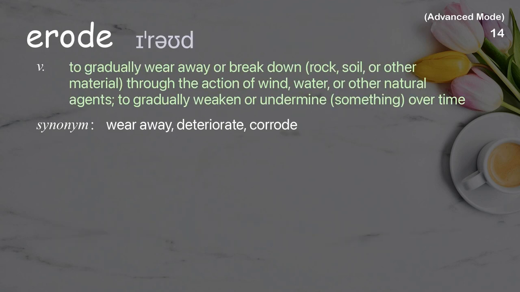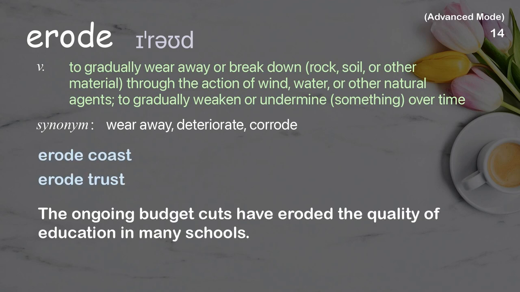Erode: to gradually wear away or break down rock, soil, or other material through the action of wind, water, or other natural agents, to gradually weaken or undermine something over time. Examples: erode coast, erode trust. The ongoing budget cuts have eroded the quality of education in many schools.